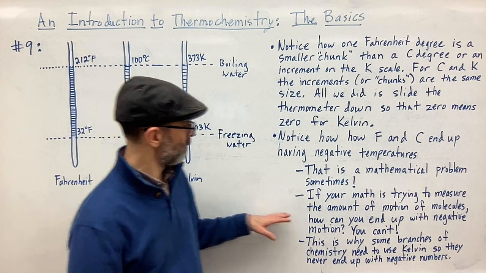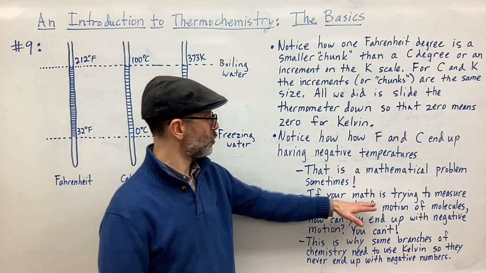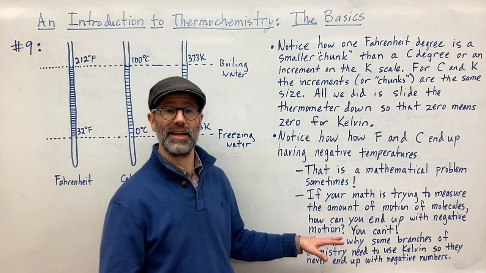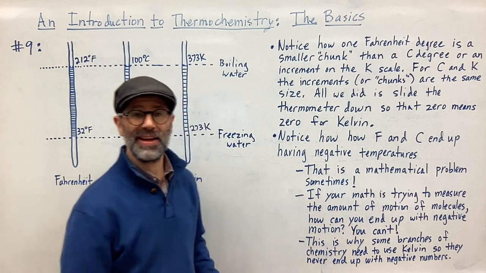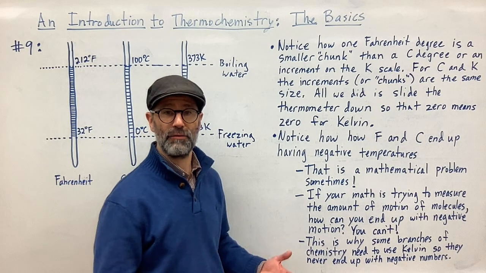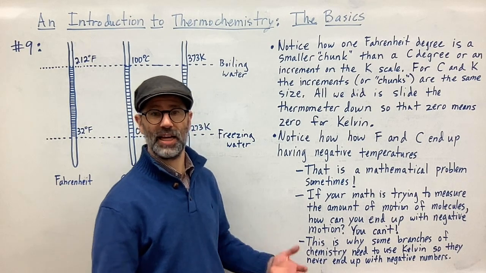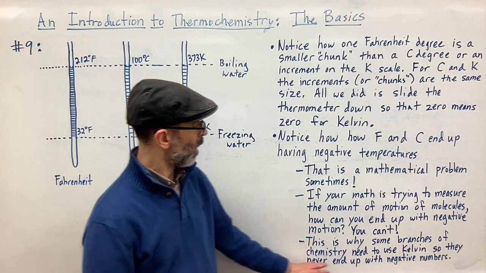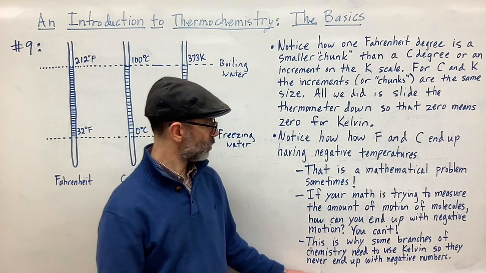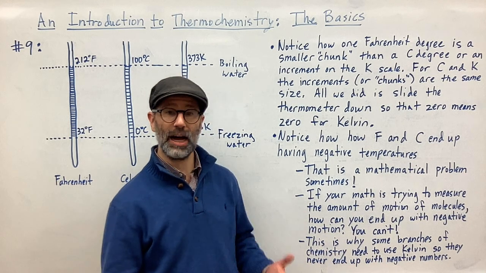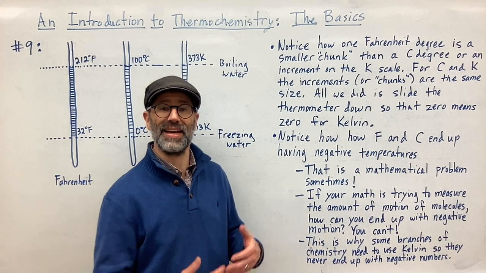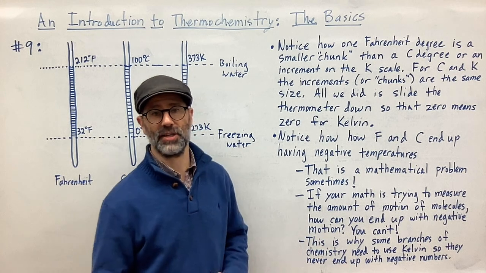But more importantly, if your math is trying to measure the amount of motion in a substance, like the motion of the molecules, then you're going to end up with a negative motion, which you can't have. So that's going to be a problem. This is why in some branches of chemistry, you need to use Kelvin in order to avoid those negative numbers and not get negative motions and things like that.